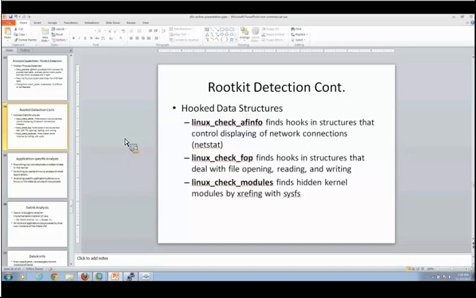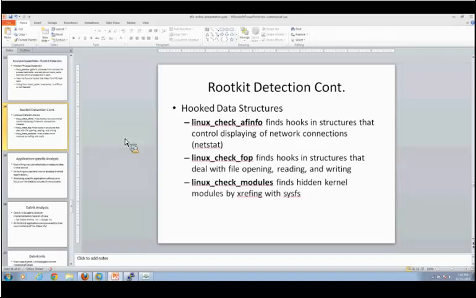And the way this plugin works is it walks the kernel modules list, and then it also walks the list of kernel modules that sysfs knows about, and it compares them. And at that point, if there's a module in sysfs but not in the kernel module list, then something's wrong, and something was trying to hide that kernel module.